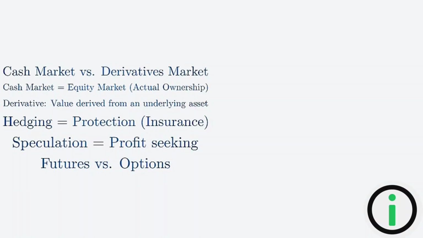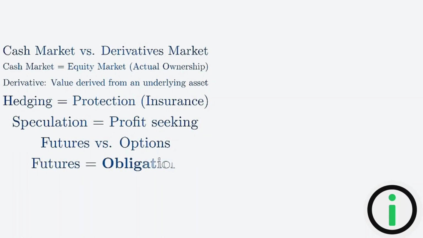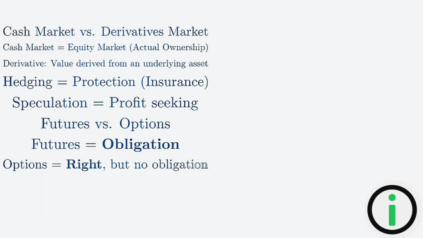Here is the one-line distinction. In a future, you have an obligation to fulfill the contract at a future date. In an option, you have the right, but not the legal obligation to buy or sell.